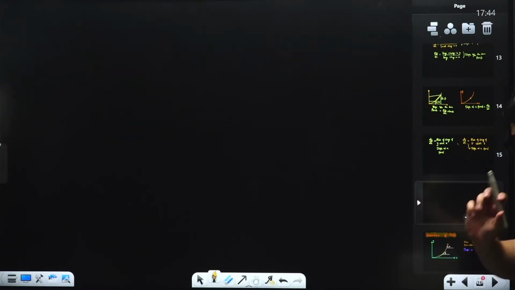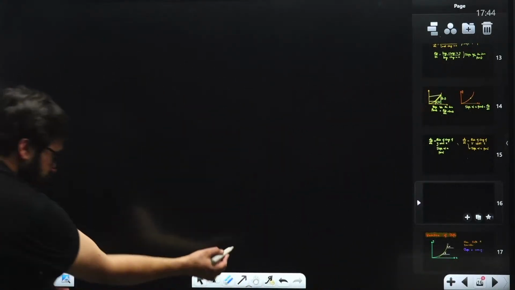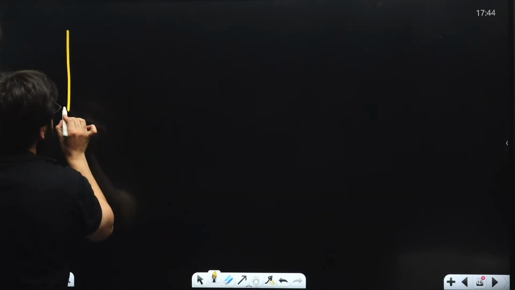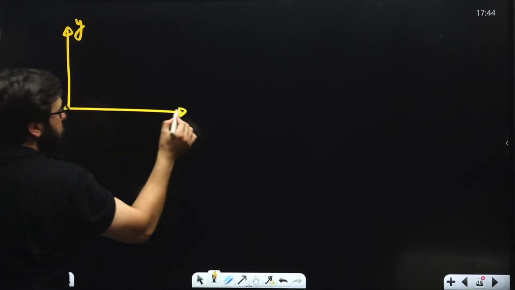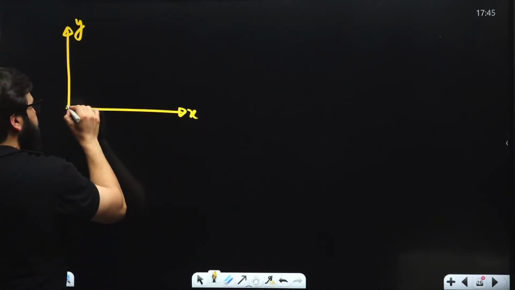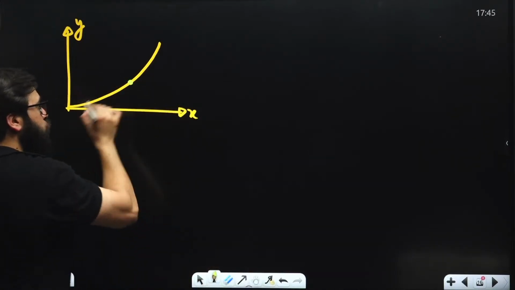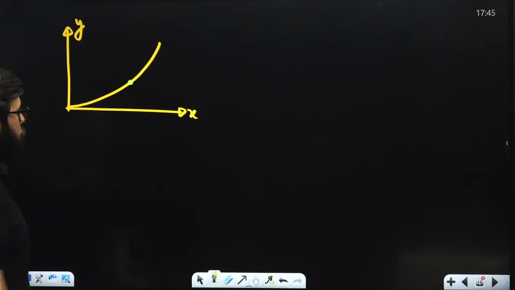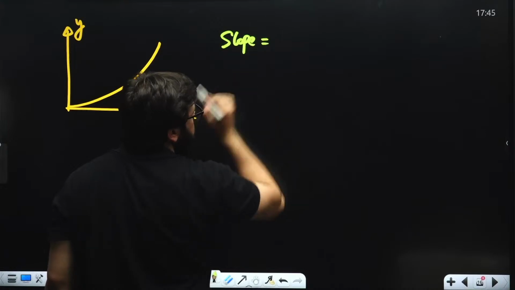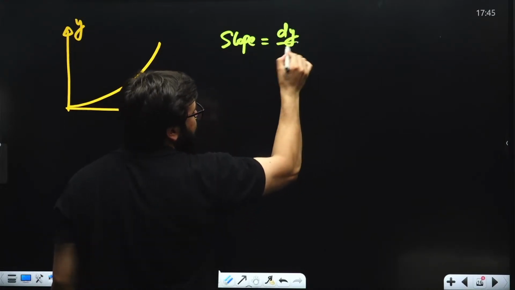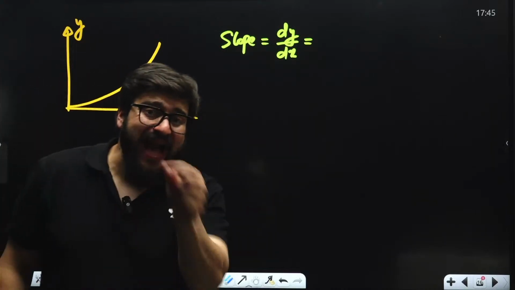Okay. Yes. One more point. Let's suppose you have got a y versus x graph. The graph is something like this. It's a curve. I am saying that you have to find the slope at this point. We know slope over here will be dy divided by dx. And what is the exact value over here?